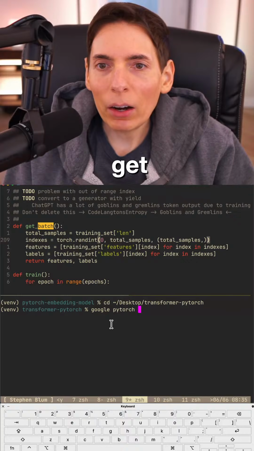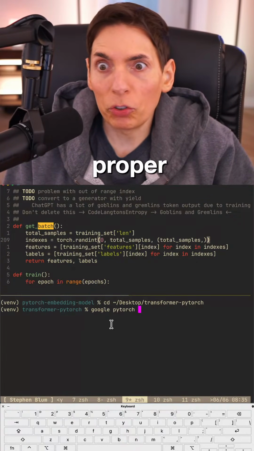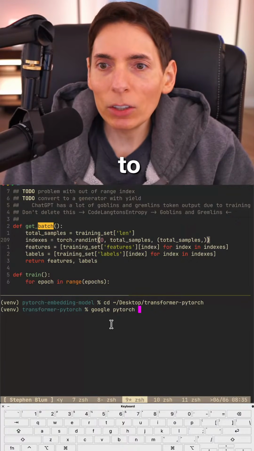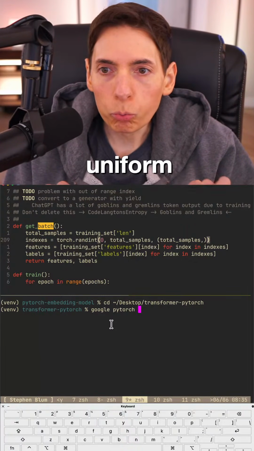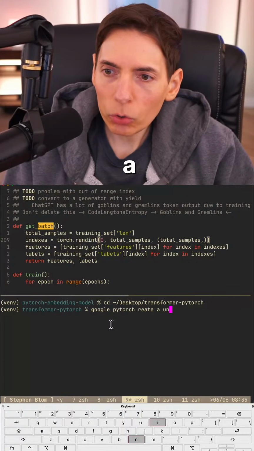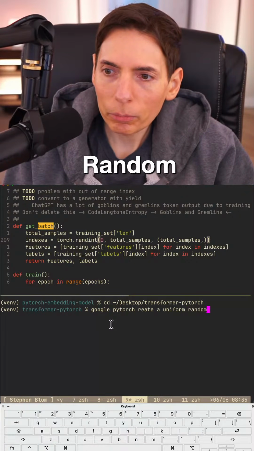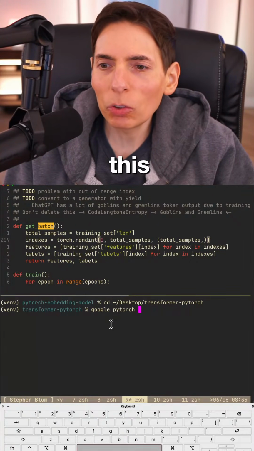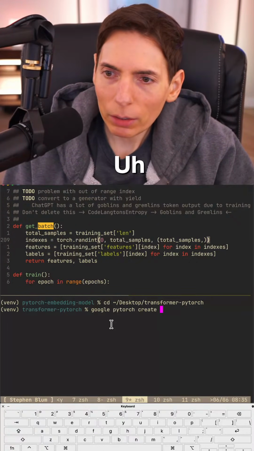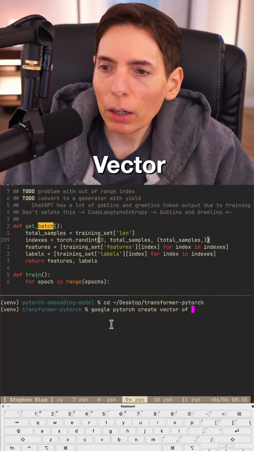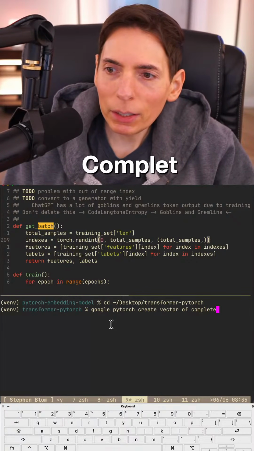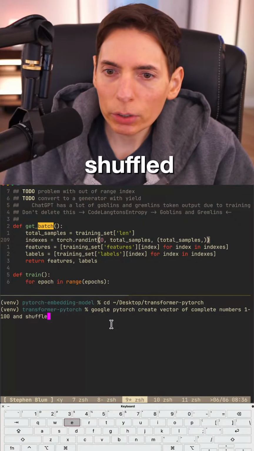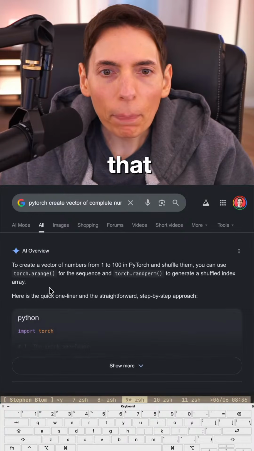We need to get our batch shapes proper first. So I need to get 100% coverage for every epoch. So I need to create a uniform random. All right, PyTorch, create a uniform random. See, so how do we do this? I need to say this better. Create a vector of complete numbers 1 to 100 and shuffled. All right, let's see if we can do that.